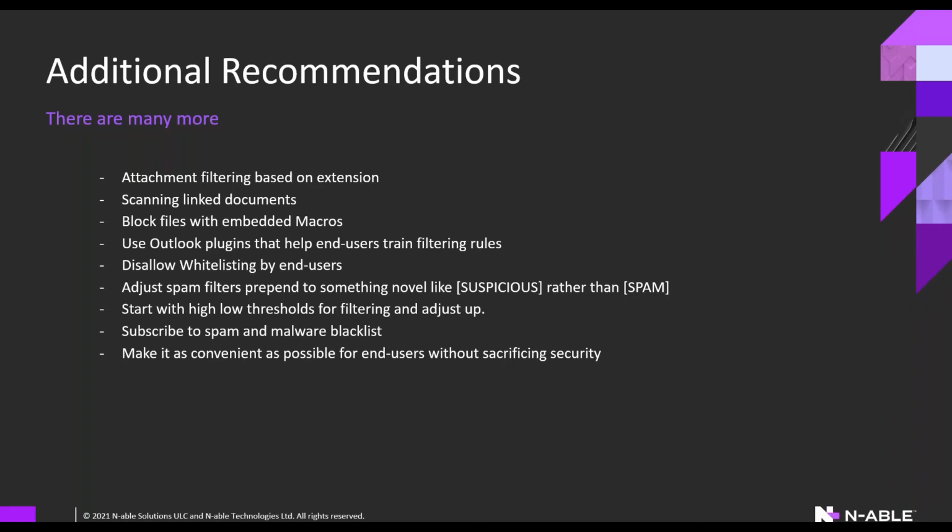So these are, of course, attachment filtering based on extensions, and scanning linked documents. Most email filtering solutions are going to have this in them. They may not have it enabled as a default setting, but having it so whenever an email comes in and has a link in it, a URL, the filtering solution goes and checks what is on the other side of that URL, downloads it into a sandbox, and then runs testing against it to see if it's malicious or not.